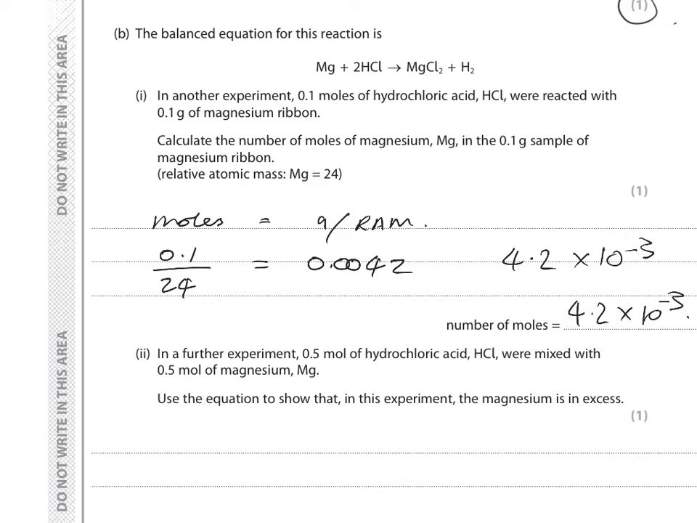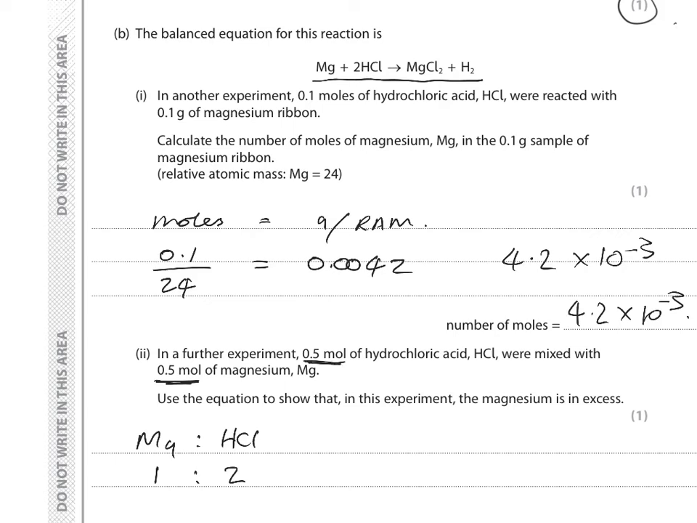Part 2 says, in a further experiment, 0.5 moles of hydrochloric acid were mixed with 0.5 moles of magnesium. Use the equation to show that in this experiment the magnesium is in excess. Well, from the balanced equation at the top, the moles of magnesium to 2HCl is 1 mole to 2 moles. So I need 2 moles of HCl for every 1 mole of magnesium. Well, it says here I've got half a mole and half a mole.